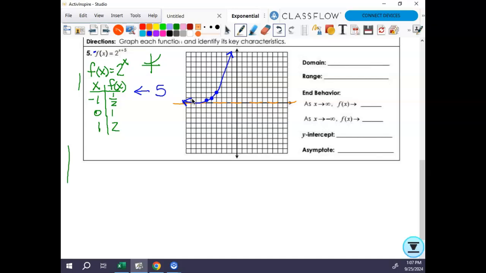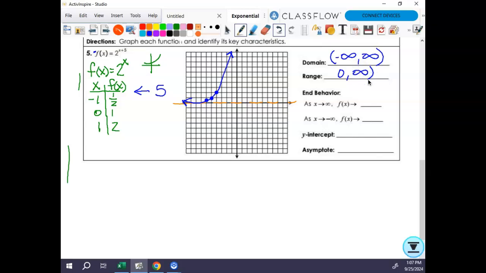Okay. Easy enough? You're basically just going to start with what I call your anchor points, because this is from the parent function, and then you just do whatever the transformations are. Now, as we get more, we'll talk about what order they have to be in. But by moving this to the left, did it affect the domain at all? It didn't. It's still all real numbers, which is negative infinity to infinity. It also didn't affect the range, which is still 0 to infinity.